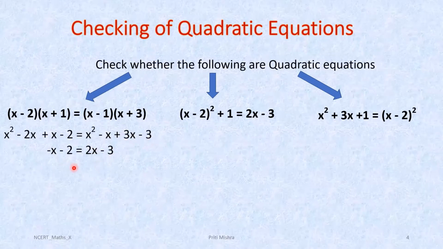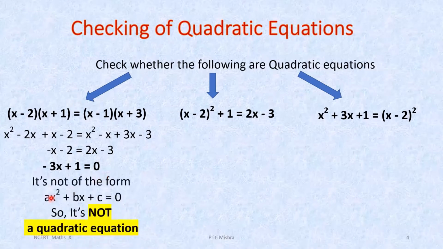So here after simplification of this step, we are having minus 3x plus 1 is equals to 0 when we are shifting all the terms on the left hand side. Then after simplification, minus 3x plus 1 is equals to 0. Now you can see it's not of the form ax square plus bx plus c is equals to 0, because here the variable involved is having maximum power 1 only. So it's not a quadratic equation.